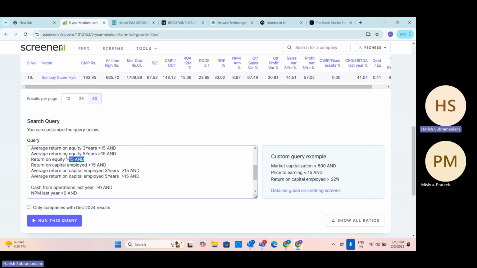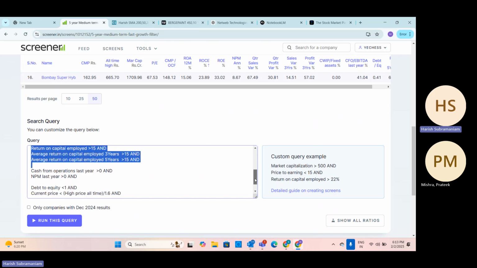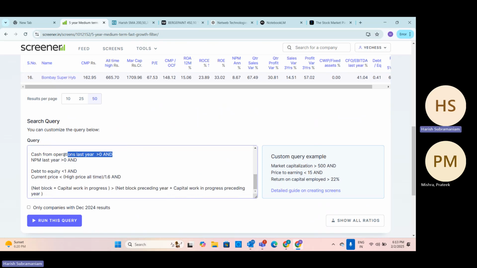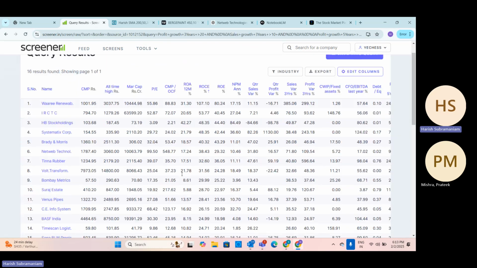We are saying here that the metrics, ROE, ROCE, etc. are good. We are saying that there is cash flow being generated, the company is profitable, has low debt, the price is low, and the company is in expansion mode. So this is the filter that we have basically run over here.